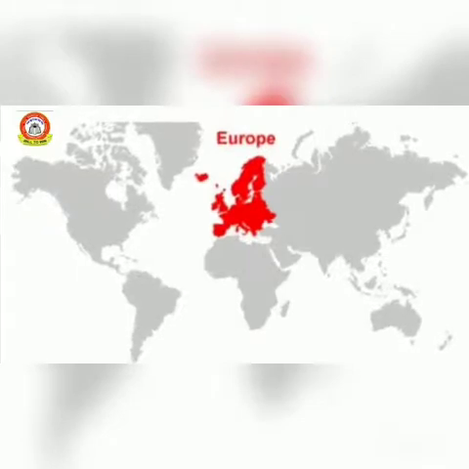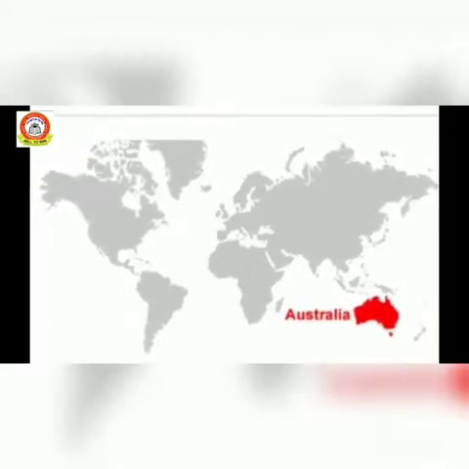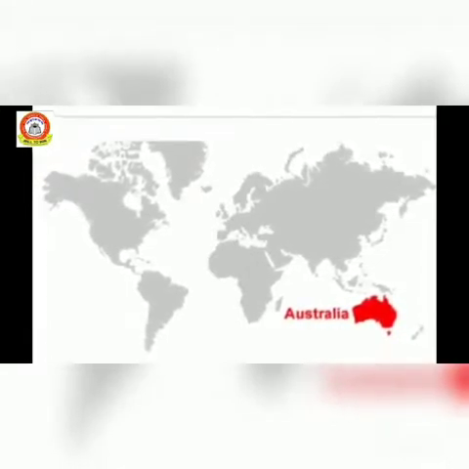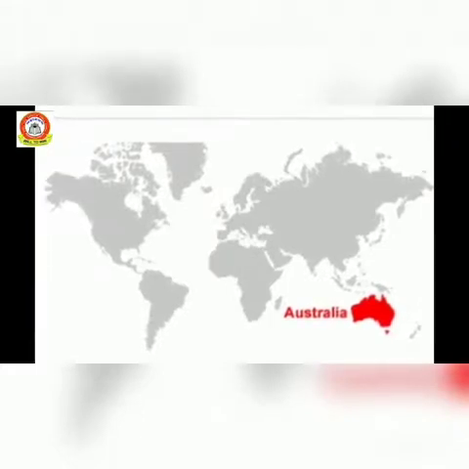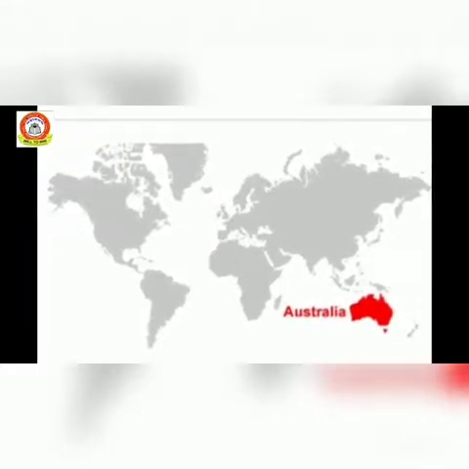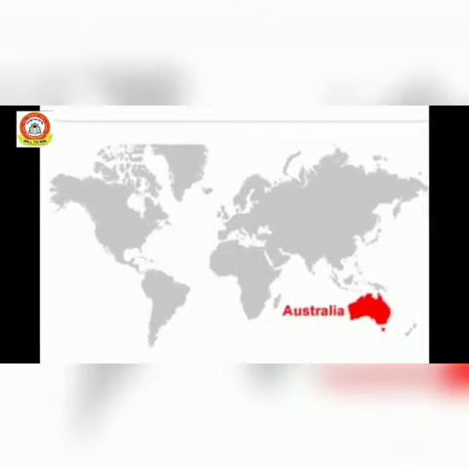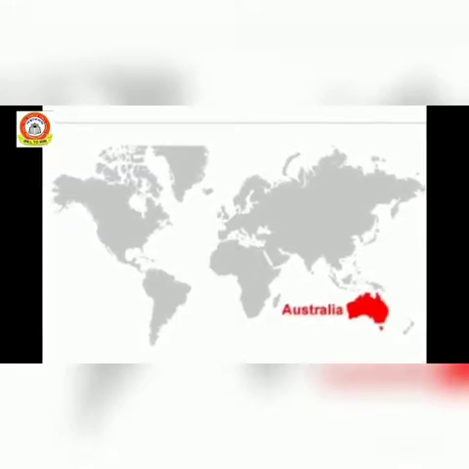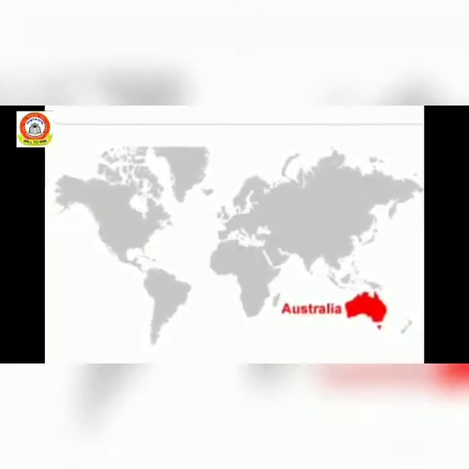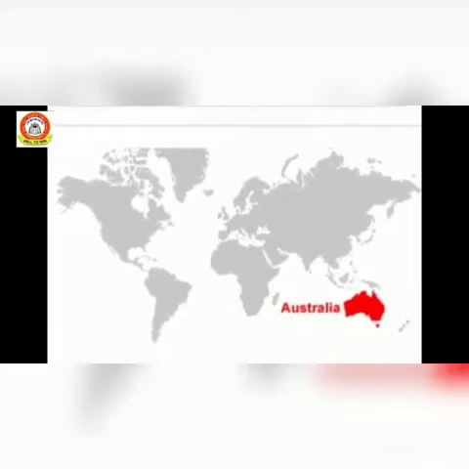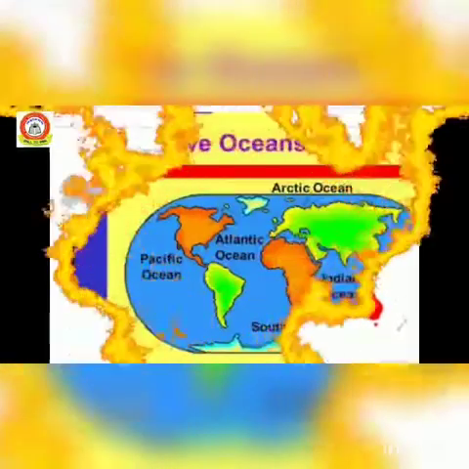Next continent let's talk about, that is the smallest continent, Australia. Australia is the smallest continent in the world. It is the only continent which is also a country. It's an island, surrounded by water on all sides. Australia is famous for its Great Australian Desert and the Great Barrier Reef.